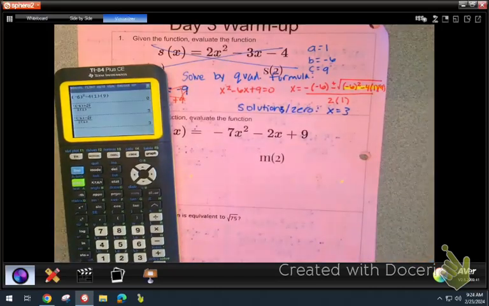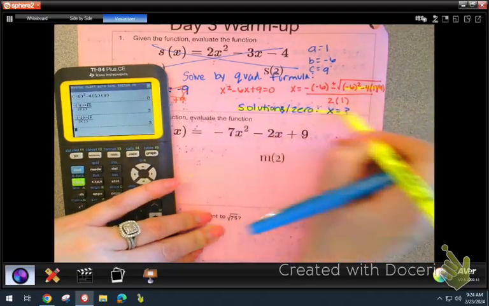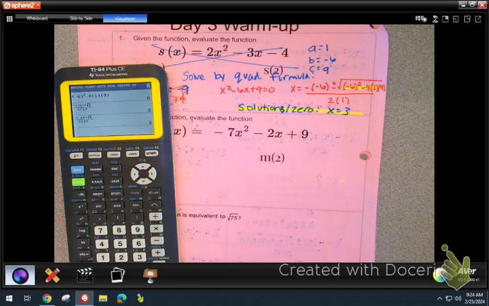And that is possible for you to only have one solution. That will happen if the number underneath the square root happens to be a 0. You're going to get the same number both times. And if you remember that, it'll save you some time. I just wanted to show that that could happen.